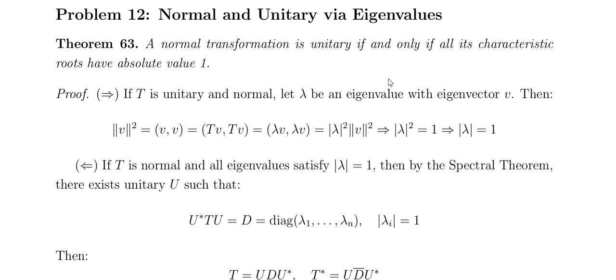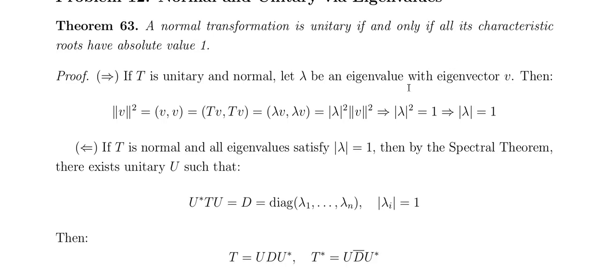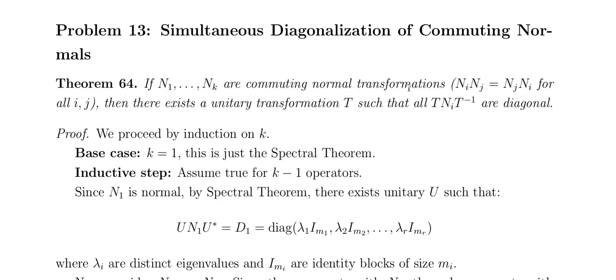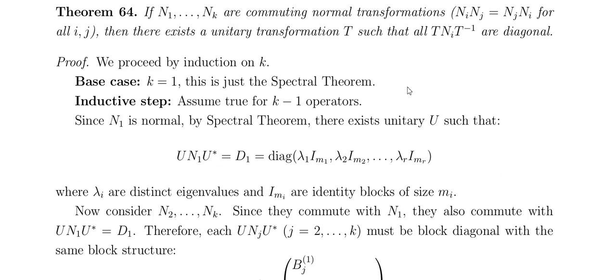And a normal transformation is unitary if its characteristic roots have absolute value 1. And if N1, N2, ..., Nk are commuting normal transformations, then there exists a unitary transformation T such that T Ni T inverse is diagonal. That is also very important. So for the collection of commuting normal transformations, there exists a unitary transformation T such that T Ni T inverse is a diagonal matrix.